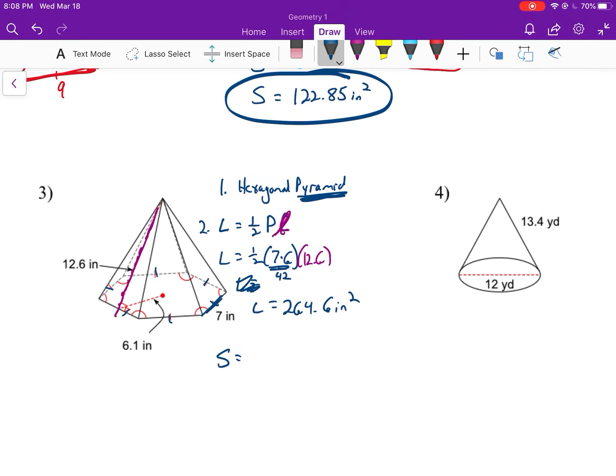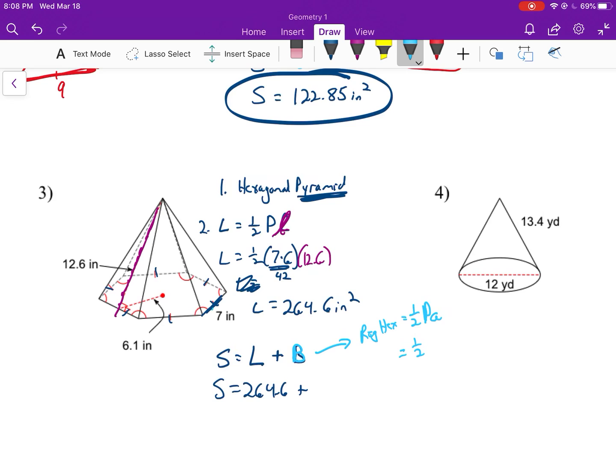Surface area for a pyramid is simply the lateral area plus the area of the base. One of these days I'll do this right the first time. So lateral area, we found that, 264.6 plus one base. It's one base because there is only one base to a pyramid. Well, this time the base is a regular polygon. It's a regular hexagon. And we know area of a regular hexagon is 1/2 perimeter of the base times the apothem.